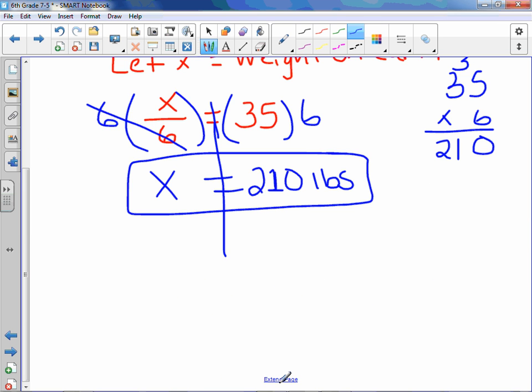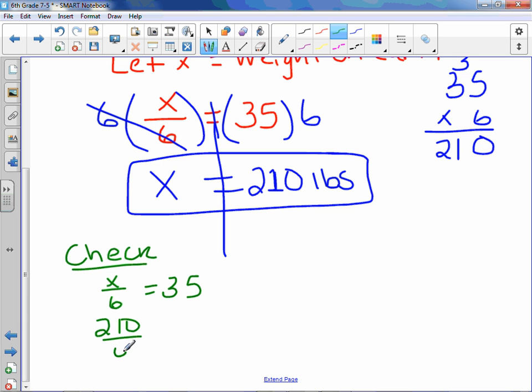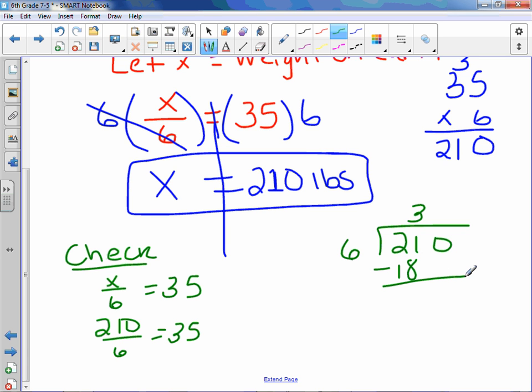And let's do the check. Plug in 210. And do that division. Check your work. 6 into 21 3 times, which is 18. Subtracting, it's 3. Bring down the 0. 6 into 30 5 times. So we do in fact get 35 equals 35.